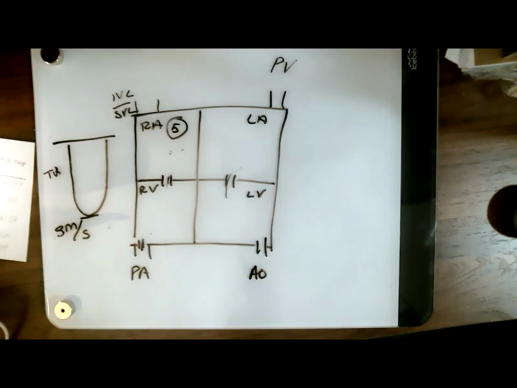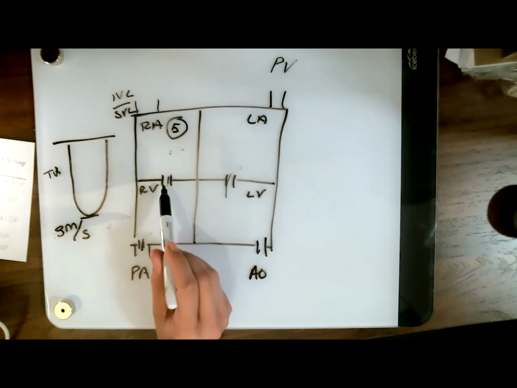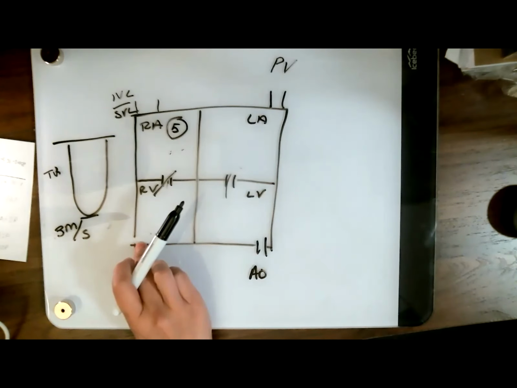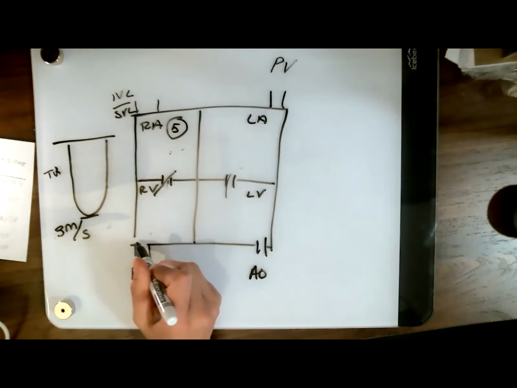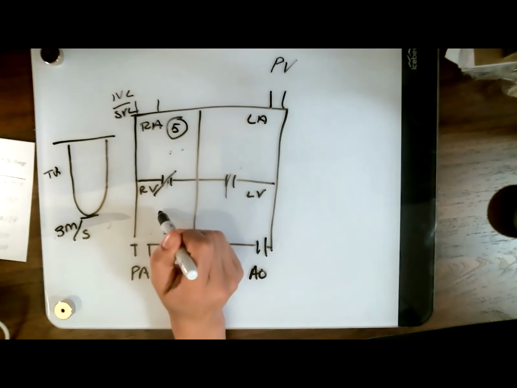Yes, where are we? Systole or diastole? Systole. Okay, so let's look at our diagram. What's open? Is the tricuspid valve open or closed? Should be closed. Yes. And our pulmonary valve is open or closed? Open. Great. So now you have your flow going from your RV to your RA.